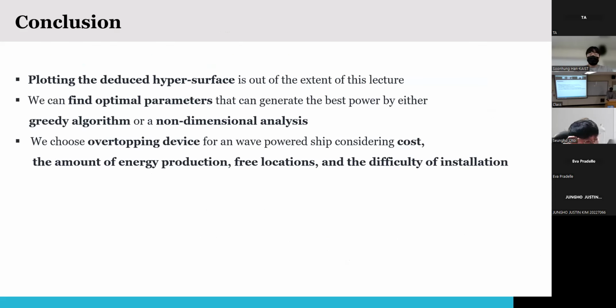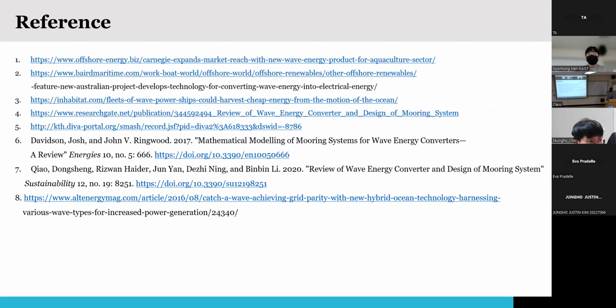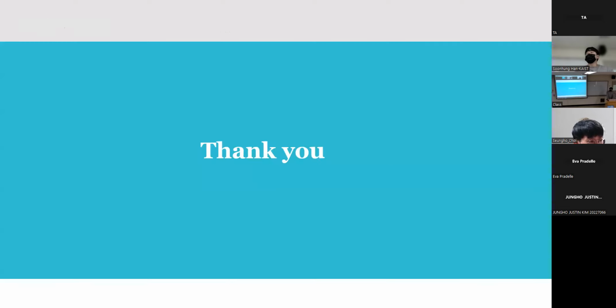This is the conclusion part. Of course, it was nearly impossible to plot this hypersurface since it is a multidimensional function. But we can find the optimal parameters that generate the best mean power by either a grid algorithm or non-dimensional analysis. And also, we chose the overtopping device for a wave power ship considering cost, the amount of energy production, grid locations, and the difficulty of installation. This is the reference, and this is the end of the presentation. Thank you for listening.